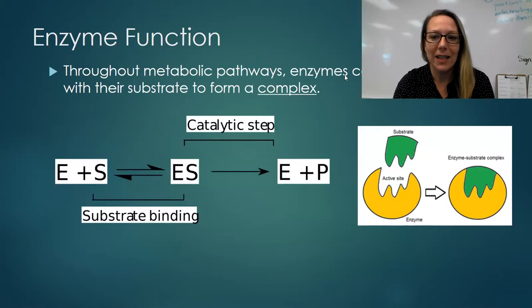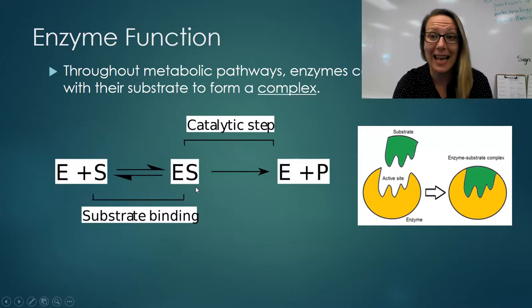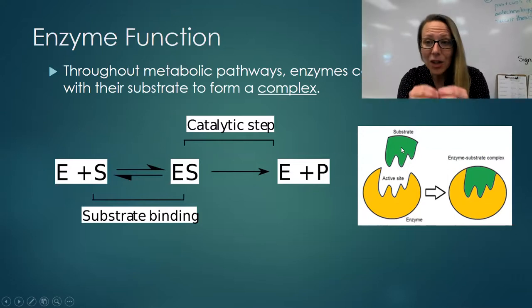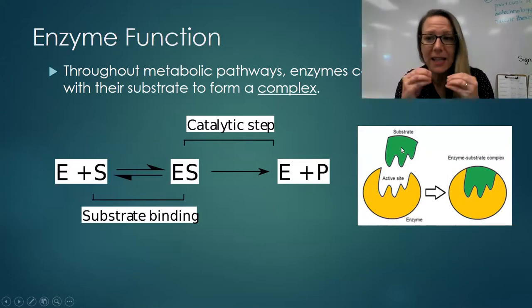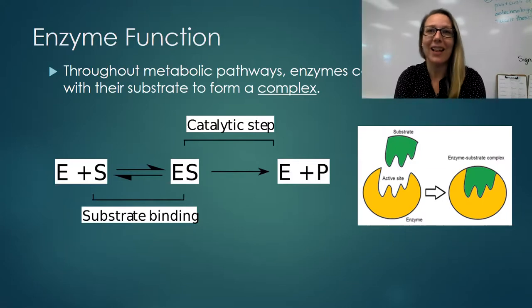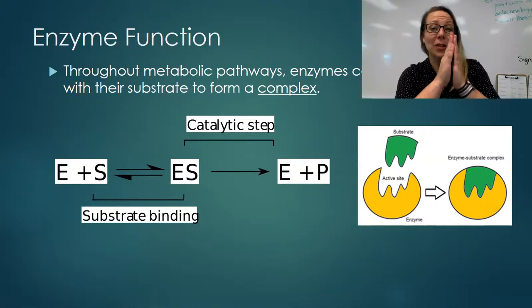Throughout the metabolic pathways, enzymes combine with their substrate to form a complex. What does that mean? So here we see enzyme plus substrate, and they're combining together to make an ES complex. What that looks like is, here's an enzyme, and they actually physically fit together with their substrate. So they do connect with one another. Remember how the sequence of amino acids makes a specific protein with a specific shape for a specific function?